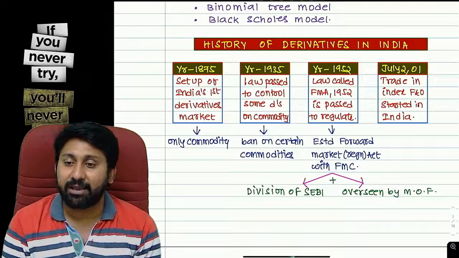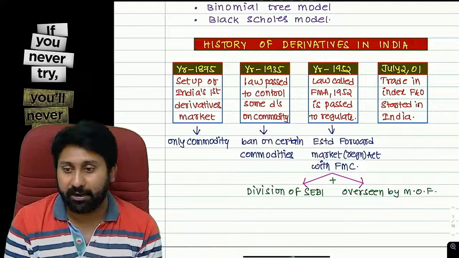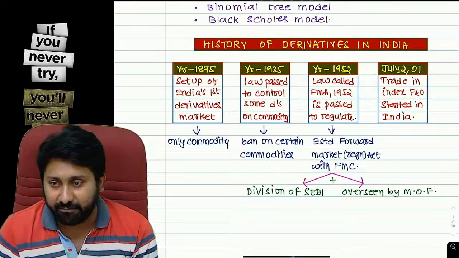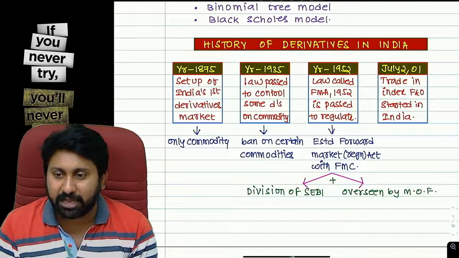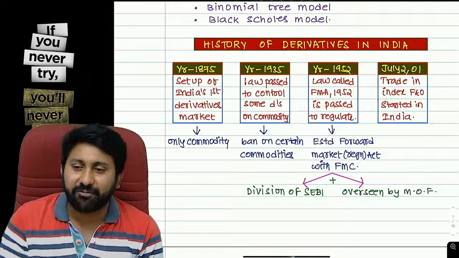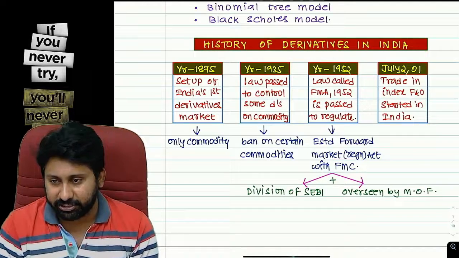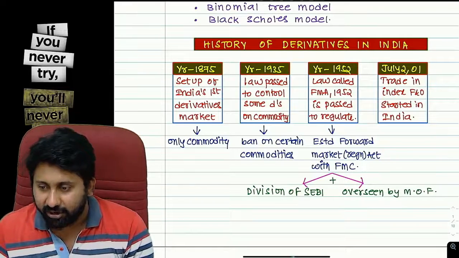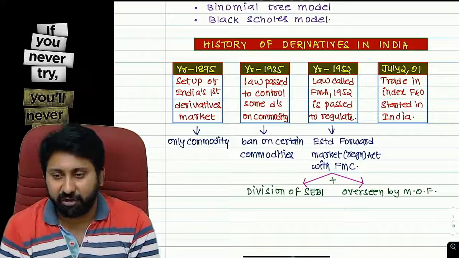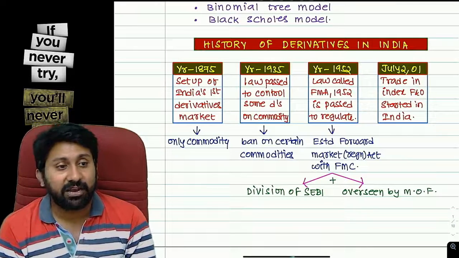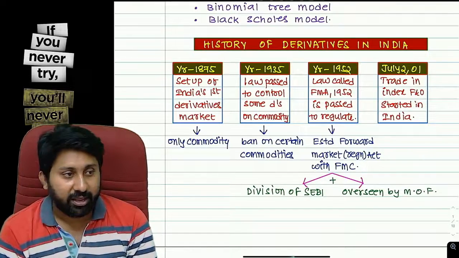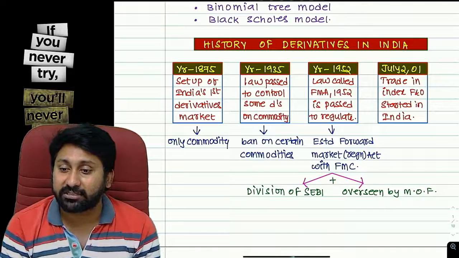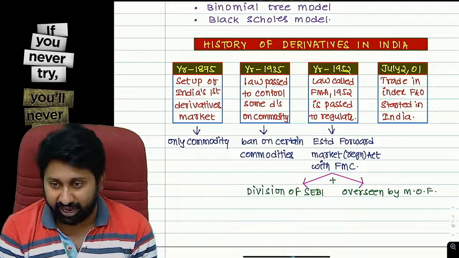1952, India became independent as well as a republic. Therefore they passed a law called FMA 1952 to regulate them. What is FMA 1952? It established the Forward Market Regulation Act. All kinds of forward contracts, meaning you enter into a contract today for a transaction to happen at a future date, are called forward market activities.